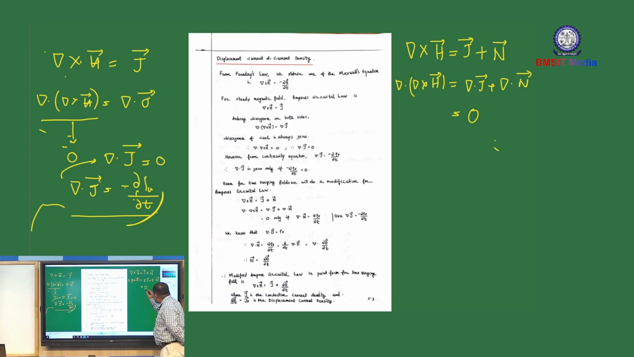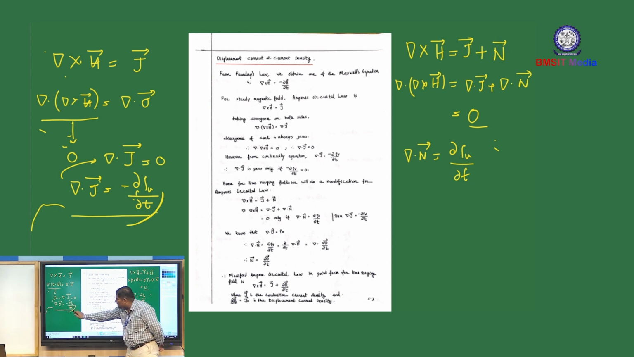When this RHS will be 0, that means when del dot n is equal to dou rho v by dou t. If this condition is satisfied, then the RHS in the previous equation will be equal to 0. Why? Because del dot J is, what is the value we have given? Minus dou rho v by dou t. If del dot n is dou rho v by dou t, then you will get RHS as 0 here, right?